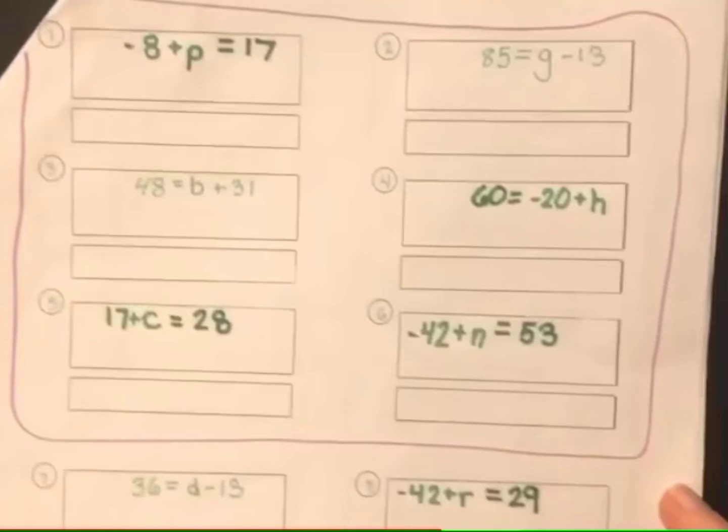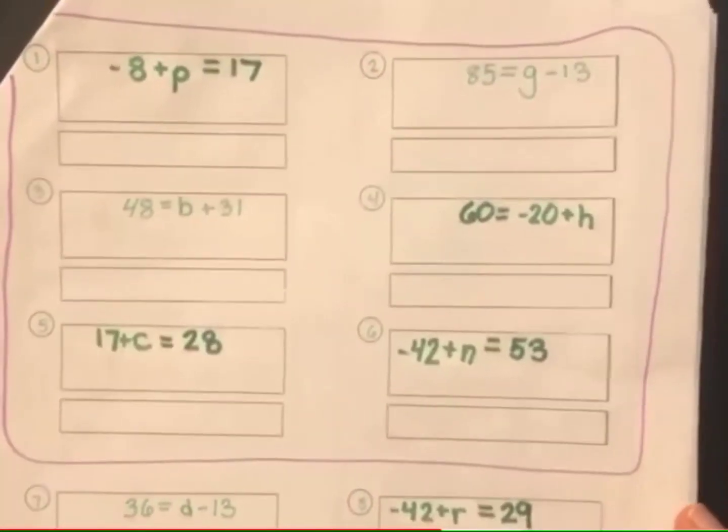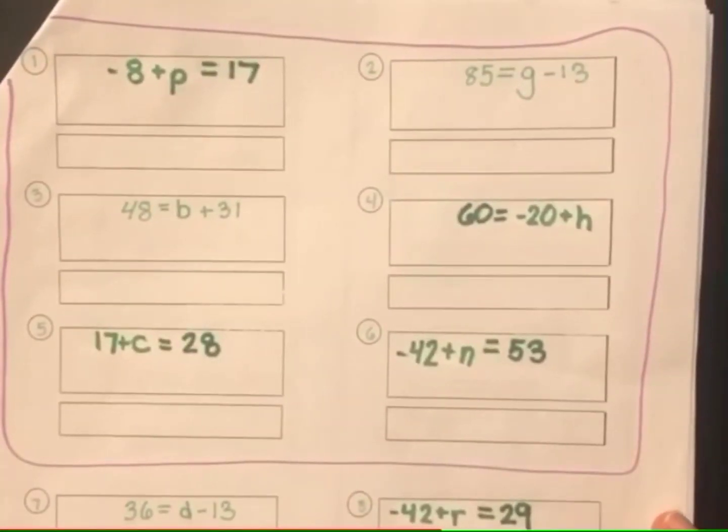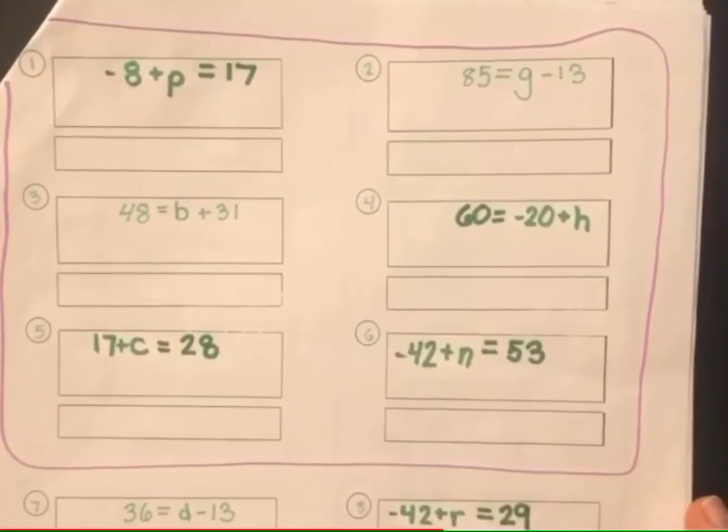own. The goal of algebra is to get the variable, or the letter, all by itself on one side of the equal sign, and the number all by itself on the other side of the equal sign. In order to do that, you do the opposite.